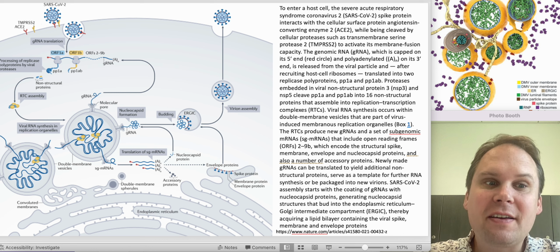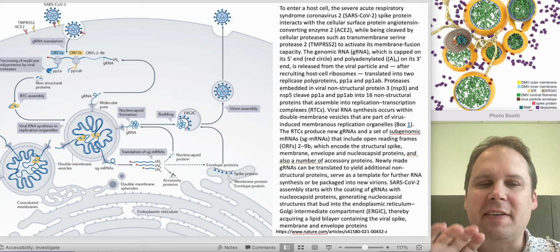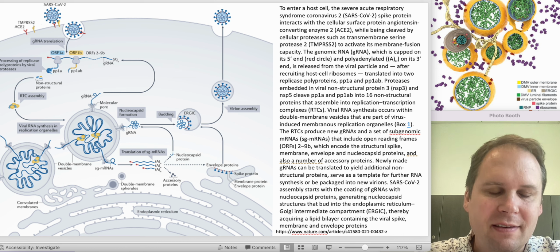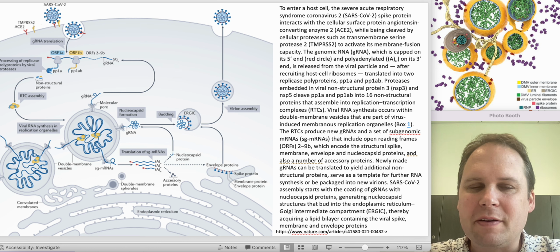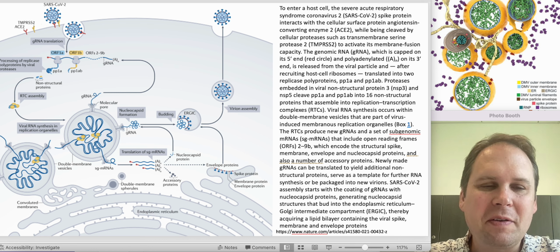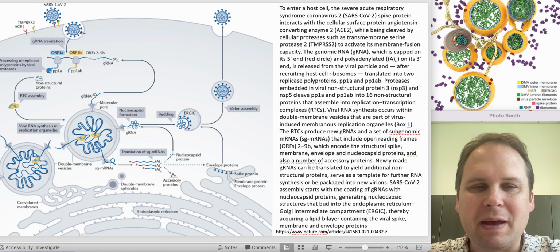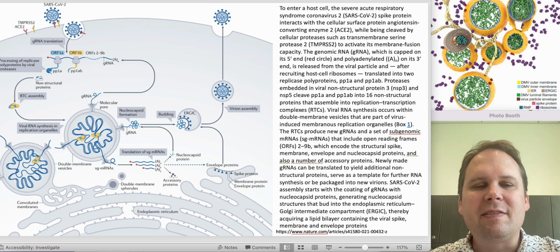All right, let's talk coronavirus. So, we've covered how the virus gets in, very similar to the way HIV got in, very similar to the way some of the other viruses we'll talk about get in. Now we want to talk about what happens once the virus is in.